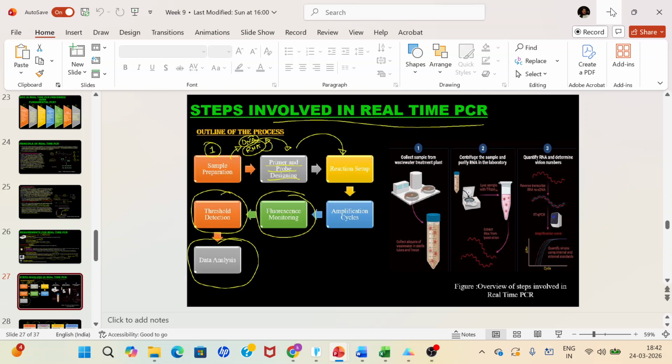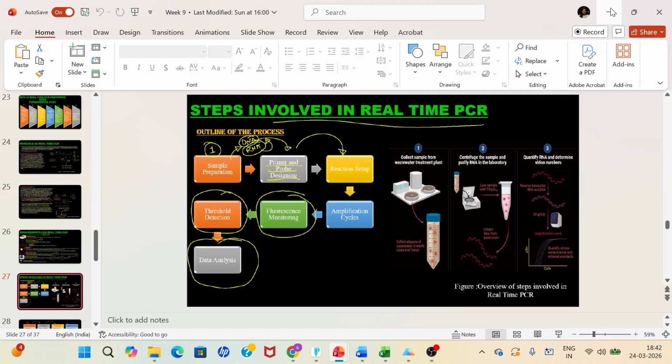Steps. What are the steps involved? First is the sample preparation, primers and probe designing, then the reaction setup, then the amplification cycles, then the fluorescence monitoring, then the threshold detection, and then data analysis. Okay? So these are the steps.